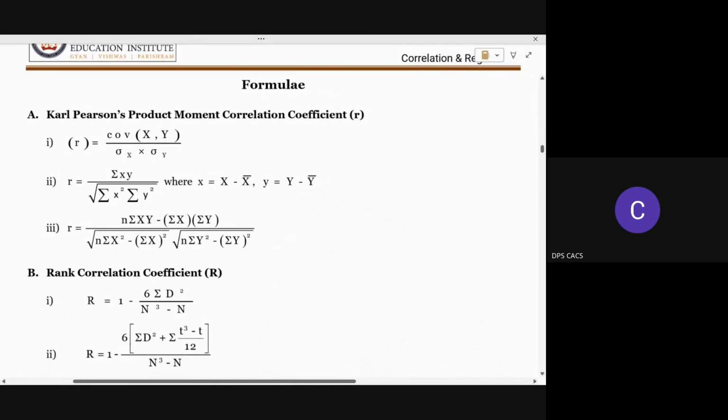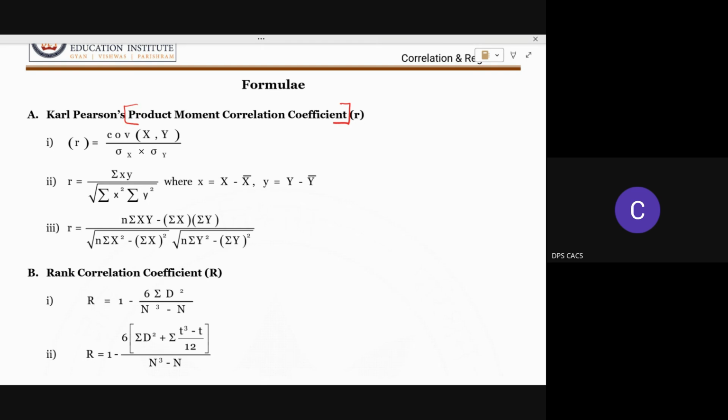We'll find 3 formulas here of Karl Pearson. Karl Pearson gave the name product moment correlation coefficient. In the exam, if they ask you who gave the name product moment correlation coefficient, you will mark Karl Pearson. Product moment correlation coefficient, small r. There are 3 formulas on the screen. All of them will give you the same answer.